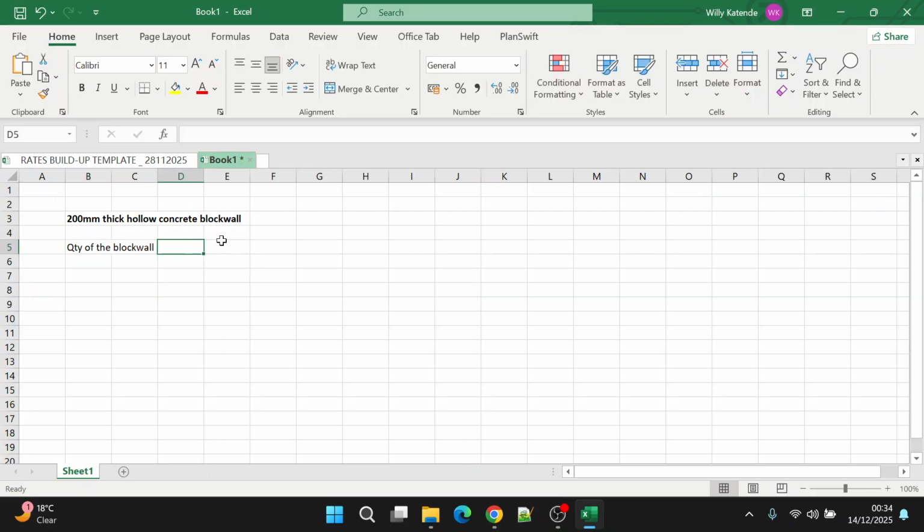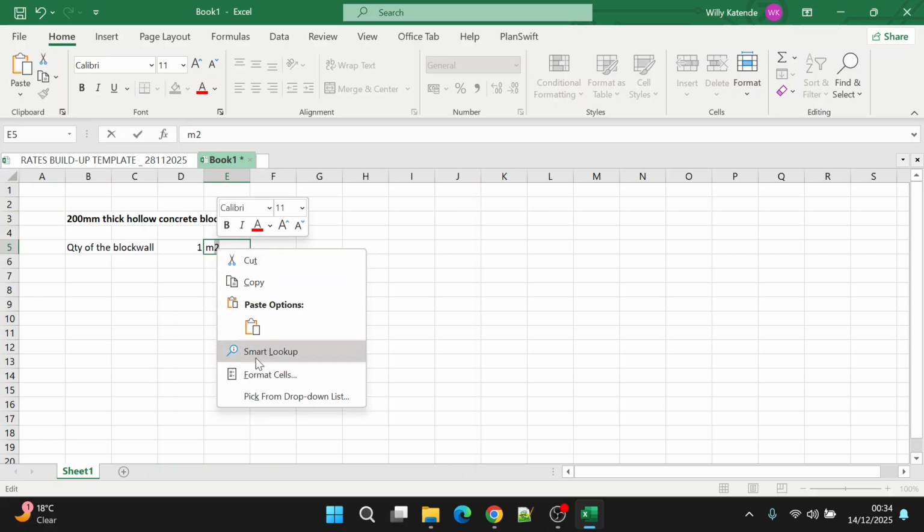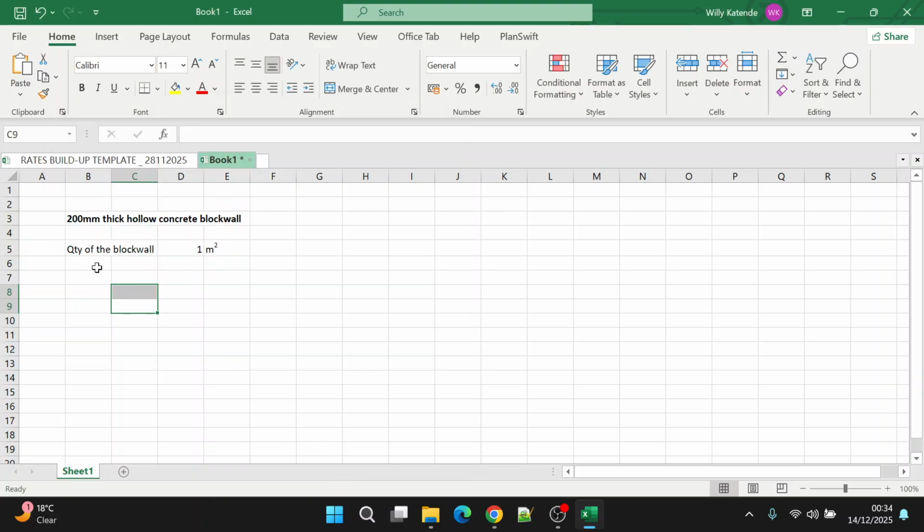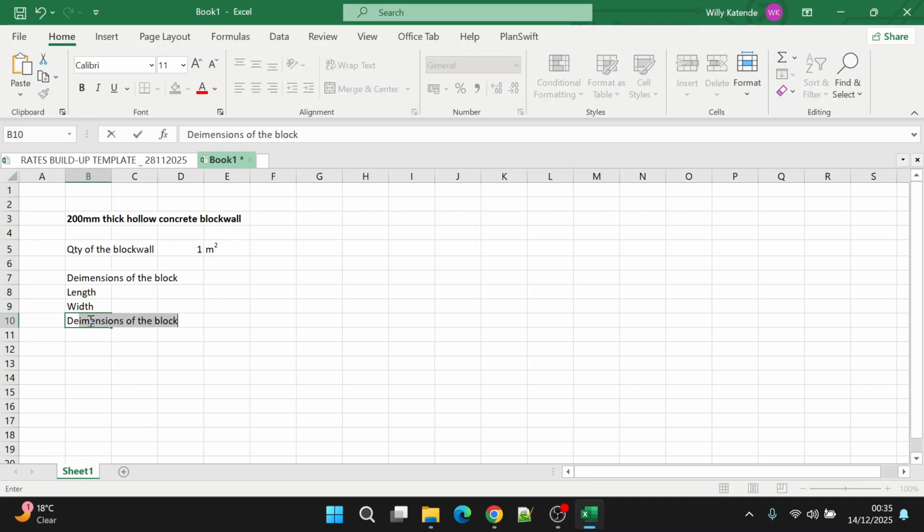let's say 1 square meter. You have the dimensions of the block that you want to use. You have the length, you have the width, you first have to list them down, and the depth.